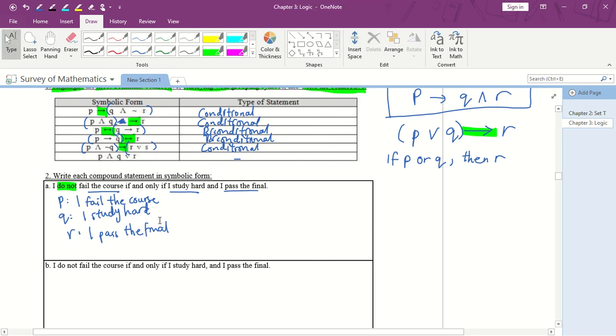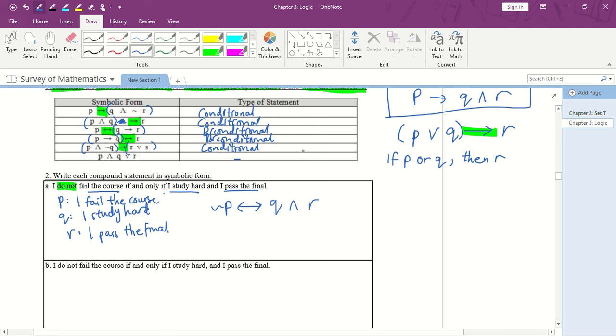Now that we know P, Q, R, the simple statements, we can write the symbolic form. I do not fail the course: negation P. If and only if is the double-sided arrow. If and only if I study hard and I pass the final.